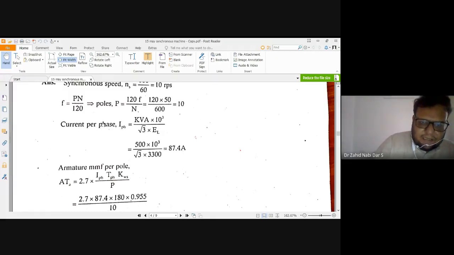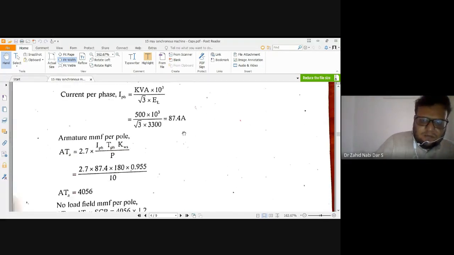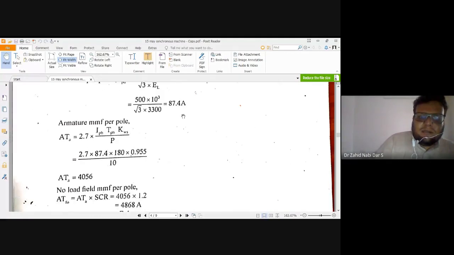So usually current per phase would be 87.4 ampere. So that thing you have to take into account. Now, once you got the current, this current you have to substitute in this formula. So this armature MMF per pole, that is ampere turns. MMF is what? I into N is MMF.